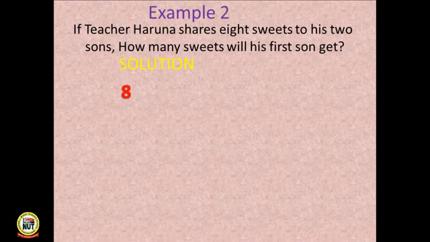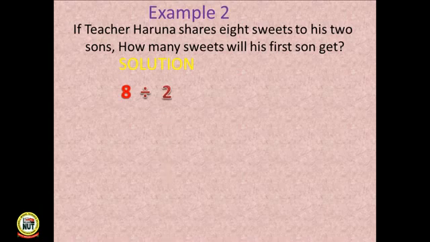From the question, we are meant to understand that teacher Haruna shares 8 sweets to his 2 sons, isn't it? So if teacher Haruna shares 8 sweets, we have 8. So he shared, that means what? Division. So we're going to write a division sign. Correct. Clap for yourselves. Very good. So we have 8 divided by how many sons? We are told teacher Haruna has 2 sons, right? Very good. So we're going to share 8 sweets for teacher Haruna's 2 sons. Is that clear? So we have 2.